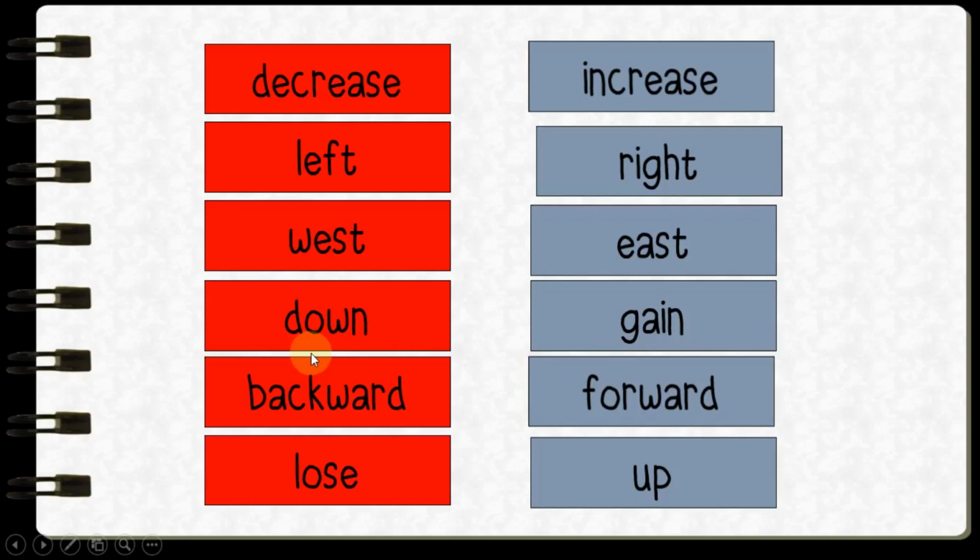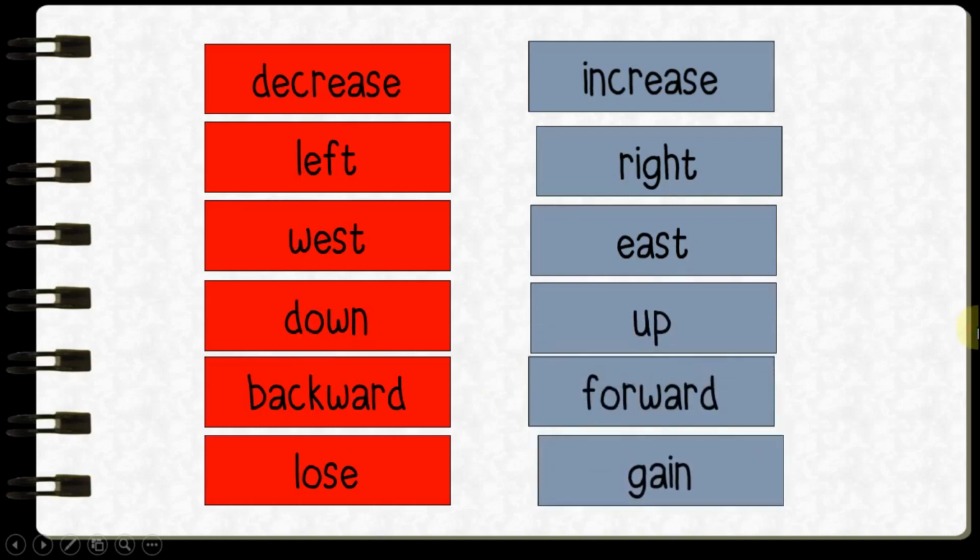How about the antonym for down? Very good. It is up. And backward has the antonym forward. And for the word lose, it is gain. Very good. And as you can see, the words on the red cards are the opposite of the ones on the blue cards. In math, we have also what we call opposite numbers.